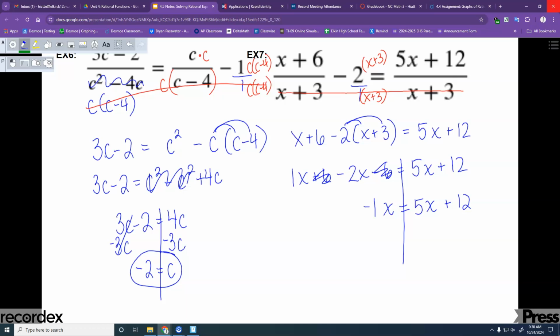I don't want to add it. Let's subtract it. Let's do the opposite sign. So I'm going to subtract 5x. So I got negative 6x equals 12. Last step, divide by that negative 6. X equals negative 2.